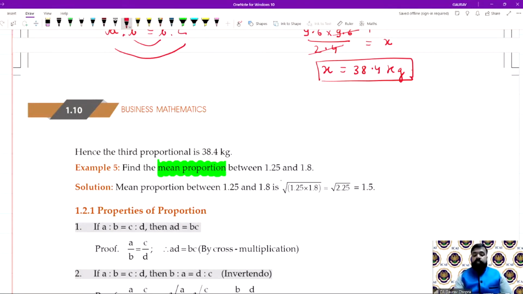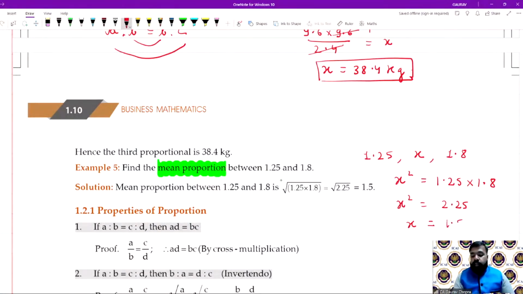So assume middle term as x. So 1.25 comma x comma 1.8. Now apply the formula. So x square is equal to 1.25 into 1.8. Now if we multiply them, what comes? X square is equal to 2.25. So value of x will be root of 2.25, that is 1.5. This is the value of x. Okay. So this is the mean proportion. So you have to always remember what is first proportion, that is first value, mean proportion, second value, third proportion, third value. Okay.